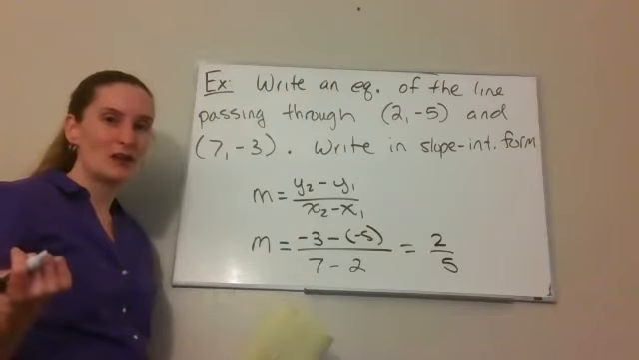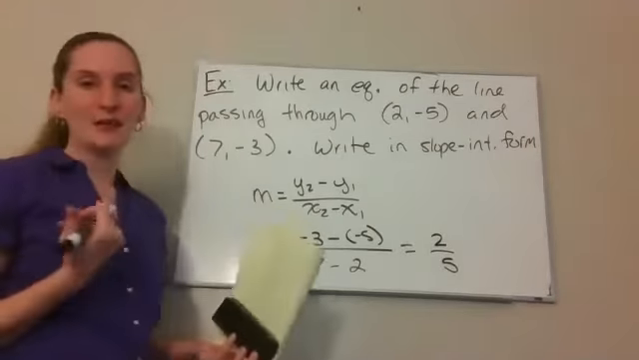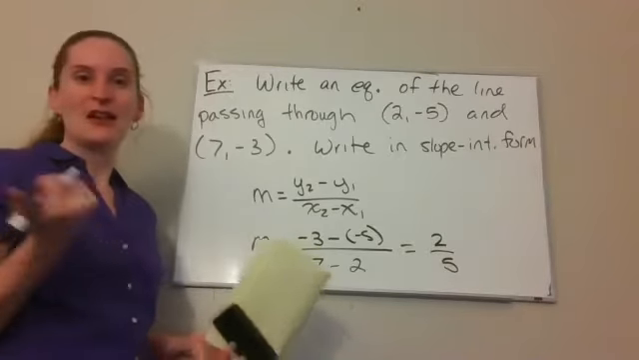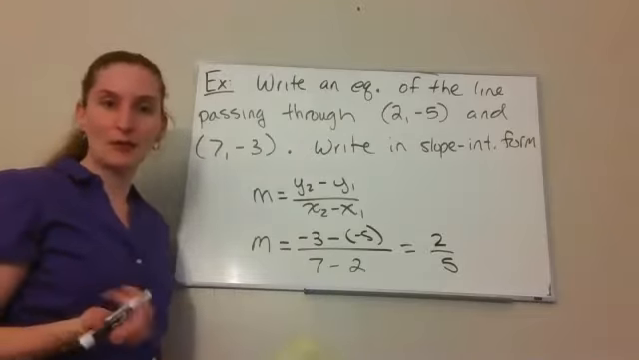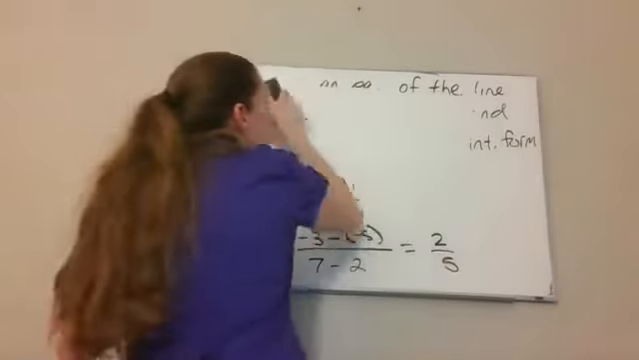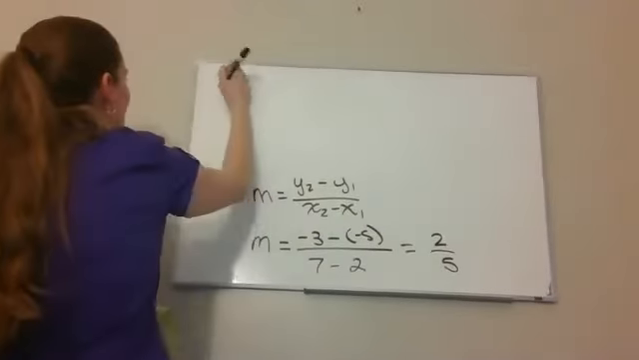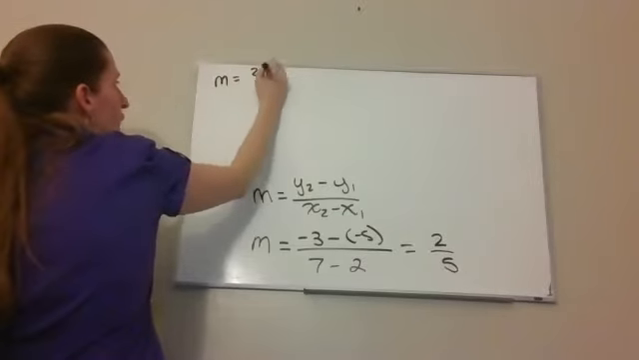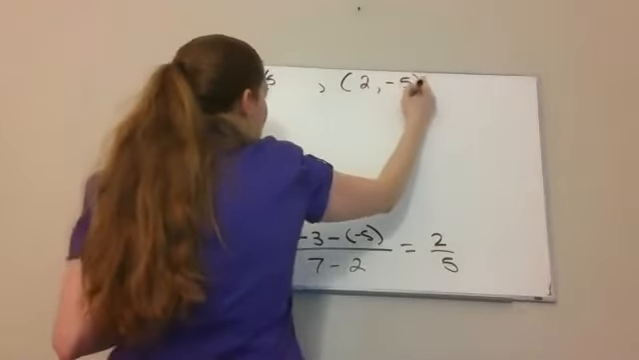So for example, if you had a problem where one of the points used only whole numbers and the other point had some fractions in there, you might want to choose the one with whole numbers just because it's a little easier to do that arithmetic. So I'm going to use the point (2, -5). Let me write down what we have so far. My slope is 2/5, and I'm going to use the point (2, -5).